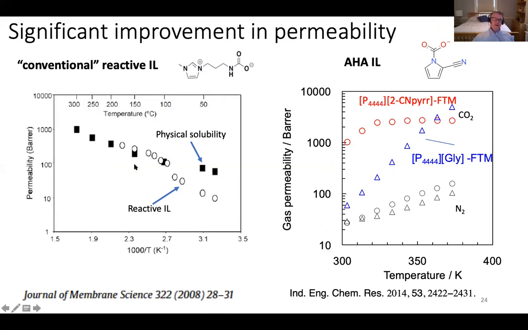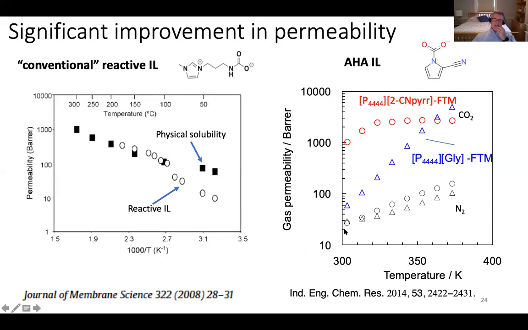And remember, I had shown you data for a physically dissolving ionic liquid and for a reactive ionic liquid. And although the permeability ratio in the reactive ionic liquid was a little bit higher than for the physical solubility, the actual permeability, how much gas goes through the membrane, drops with this old-fashioned reactive ionic liquid. And it had a reactive group actually on the cation, not on the anion, but these suffer the same problems that the other ionic liquids I talked about.